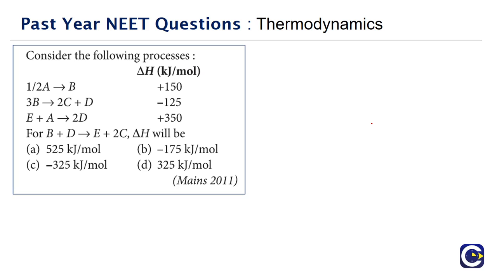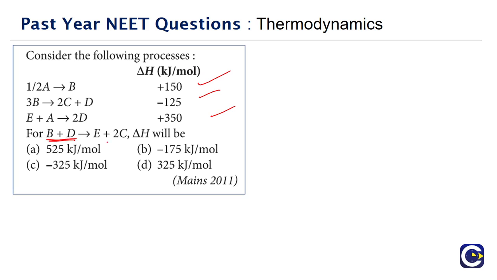Another question, this is a question that came in the mains paper 2011. Previously we used to have two levels, the All India Pre-Medical Test, AIPMT prelims and mains. So this is a question that came in the mains paper. Consider the following processes, and then they give us three processes or three reactions. The corresponding delta H values are also given.